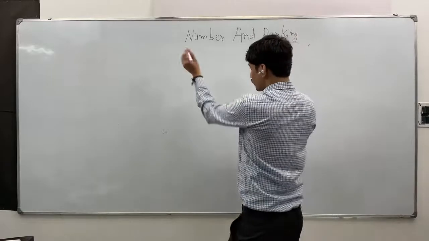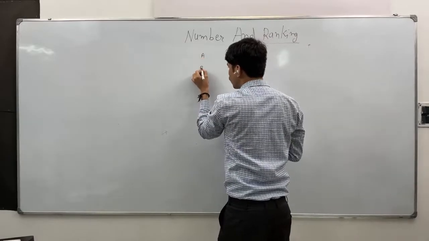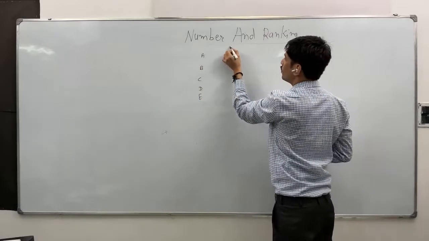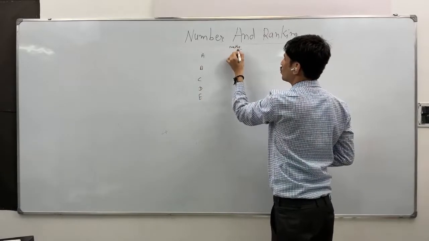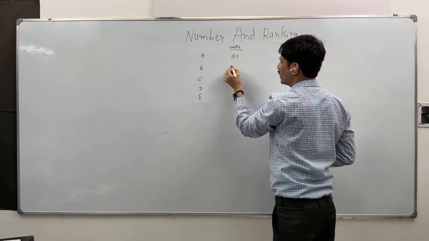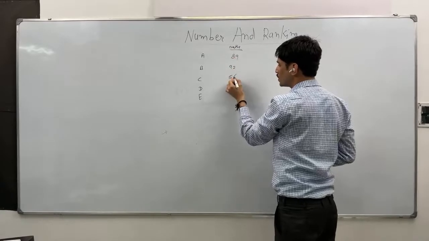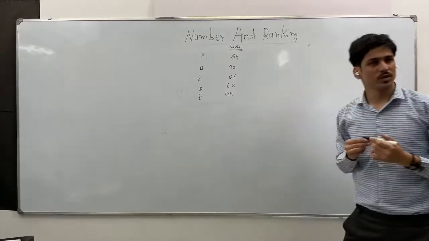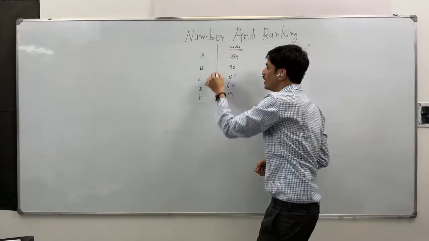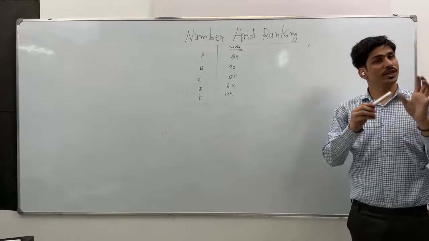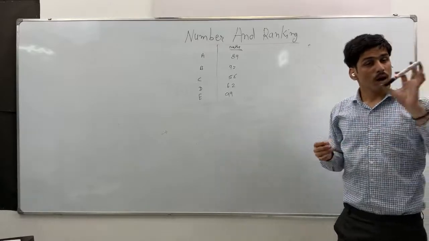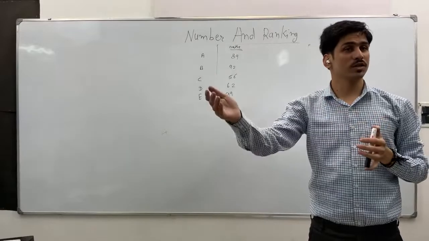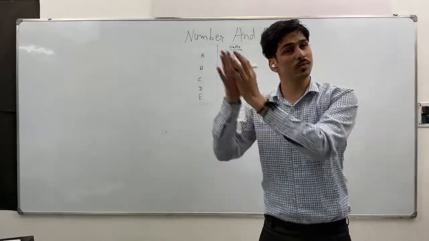Let's say there are five students, A, B, C, D, E. Their maths test is conducted, and out of 100 they scored like this: 89, 92, 56, 62, and let's say someone 99. So how do we decide who gets the first rank? It depends on the marks. Whoever has got the highest, that will be his rank.